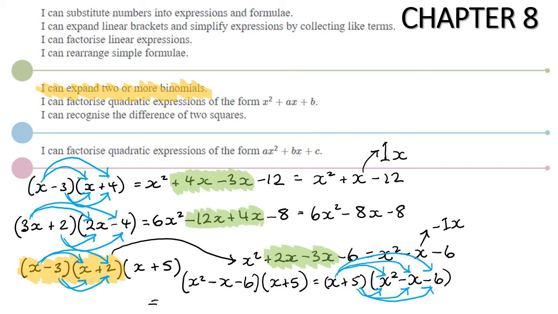So I get x times x squared, which is x cubed, x times negative x, which is negative x squared, x times negative 6, which is minus 6x. Then 5 times x squared is plus 5x squared. Then 5 times negative x is minus 5x. And then 5 times negative 6 is negative 30.